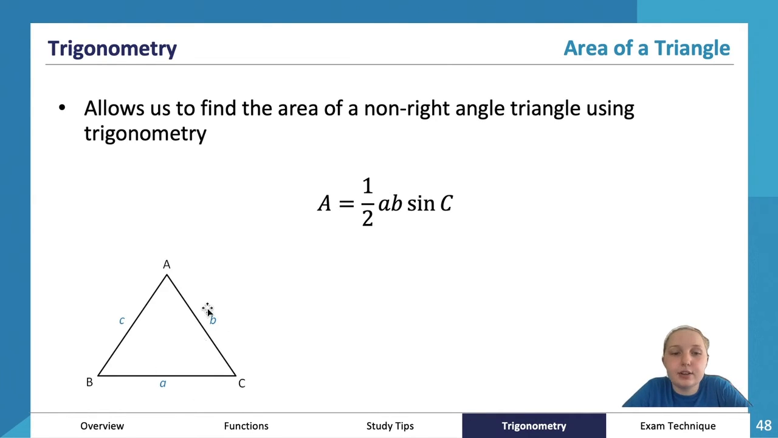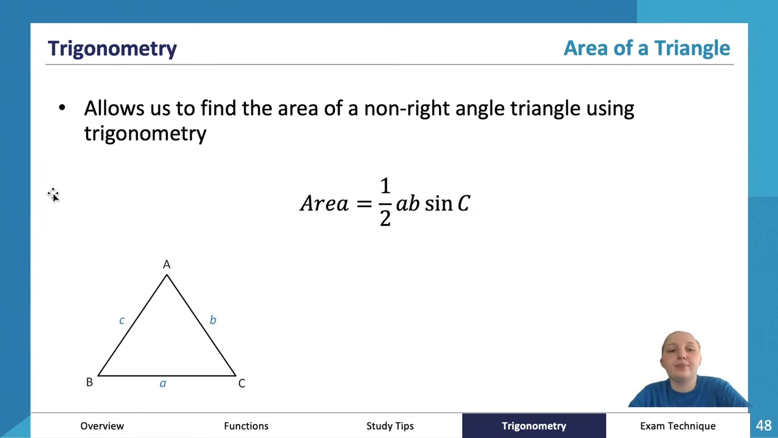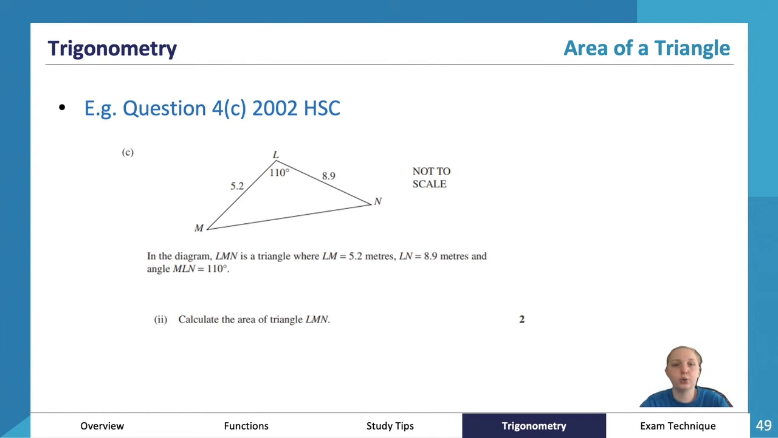Again, on the basis of this same triangle, where your capitals are angles and your lowercases are the lengths of sides, this A is not equal to this A. This A stands for area. So area equals a half times A times B times the sine of C. So it's pretty easy. We'll just have a look at a quick example question from the 2002 HSC.